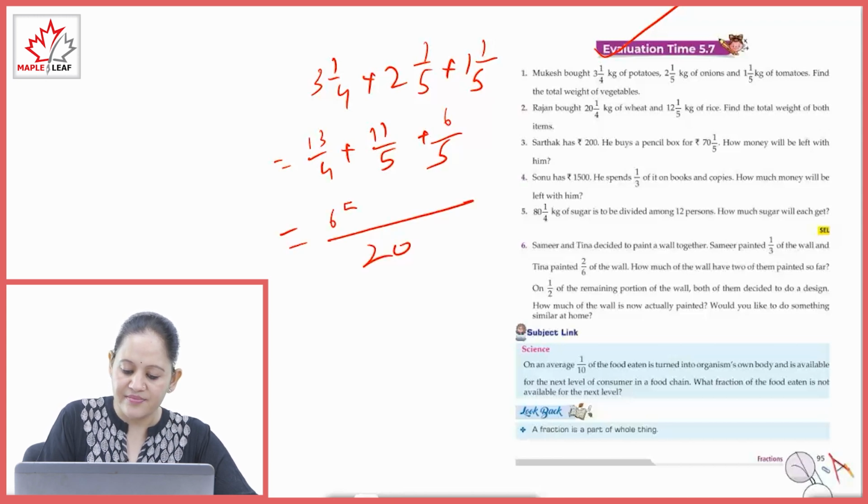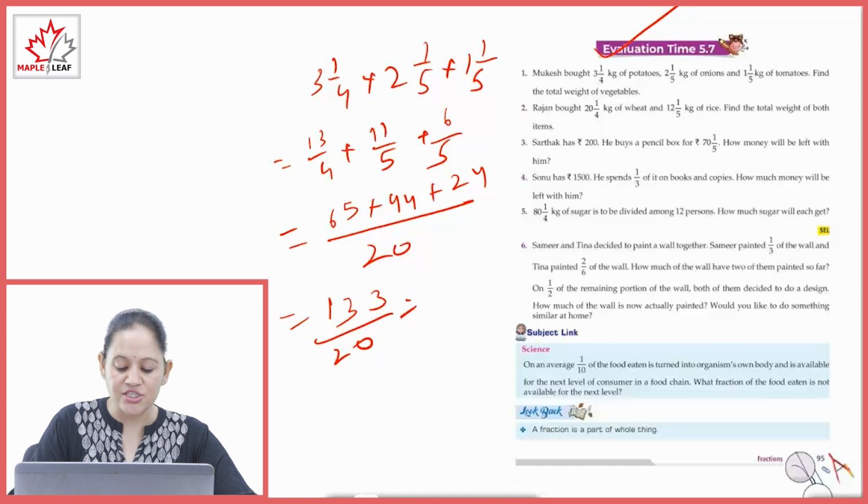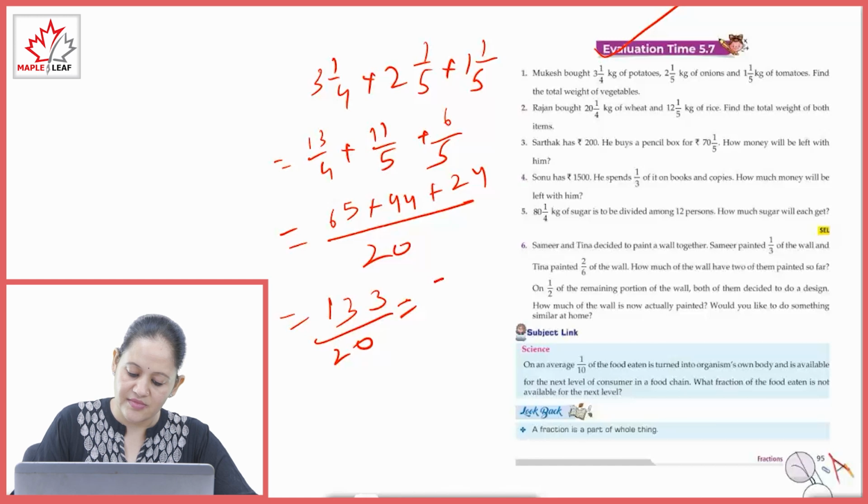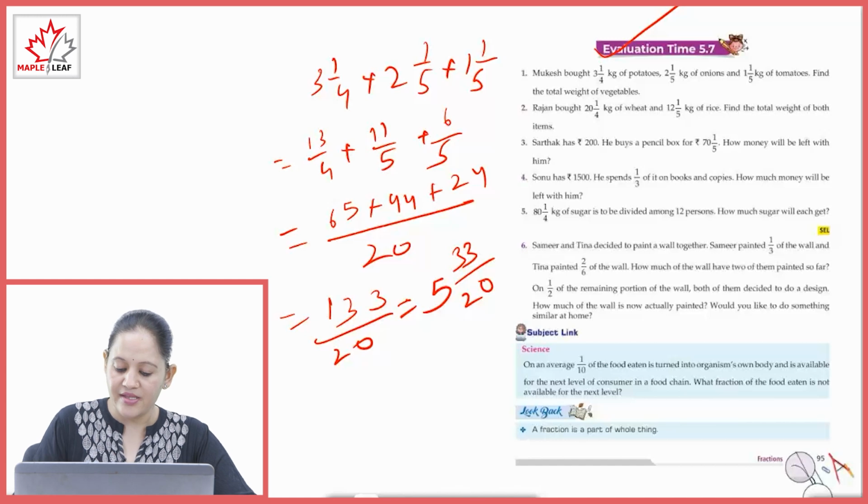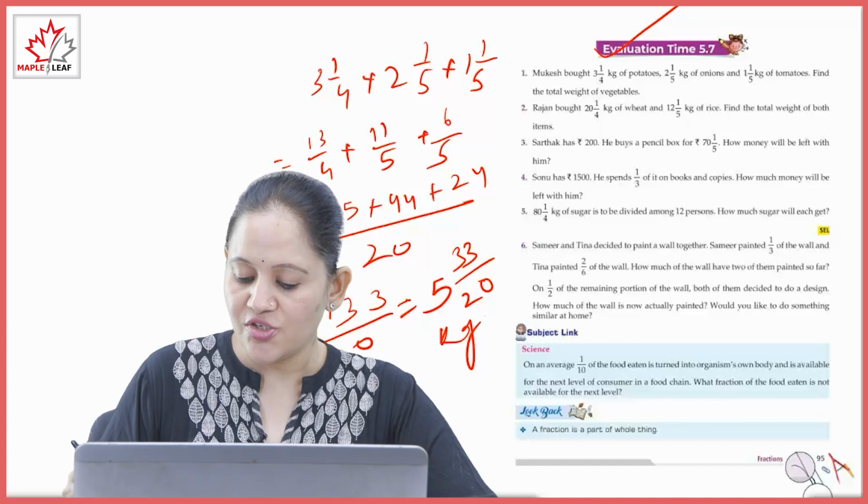13 into 5, 65. 44. Add them together. 4 4 8. 1 carry over, 6 plus 1 7, 2 9, 10 and 13, 2 4 to 6, 6 6 12 and 13. Now it is an improper fraction, so we'll change it into a mixed fraction. Clear? That will be the total weight. So practice all the questions.